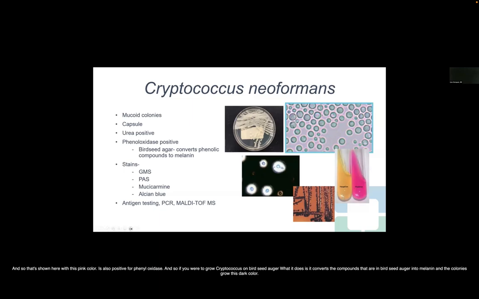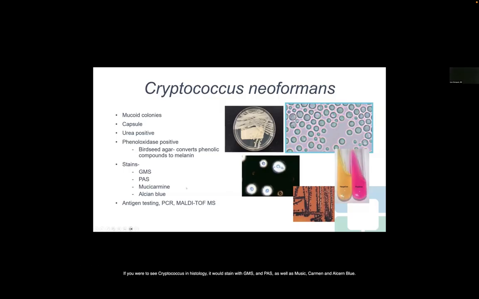And so if you were to grow Cryptococcus on birdseed agar, what it does is it converts the compounds that are in birdseed agar into melanin, and the colonies grow this dark color. If you were to see Cryptococcus in histology, it would stain with GMS, PAS, as well as mucicarmine and Alcian blue. Diagnostic tests that are helpful include antigen testing, both from blood as well as CSF, PCR, and MALDI-TOF mass spectrometry.